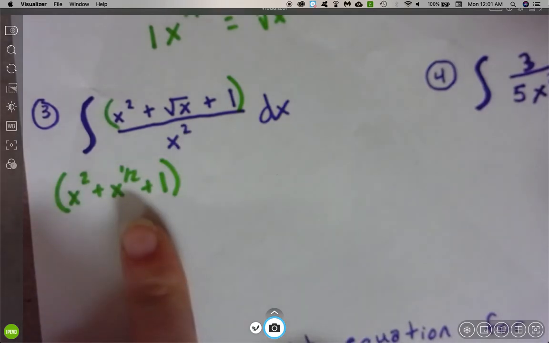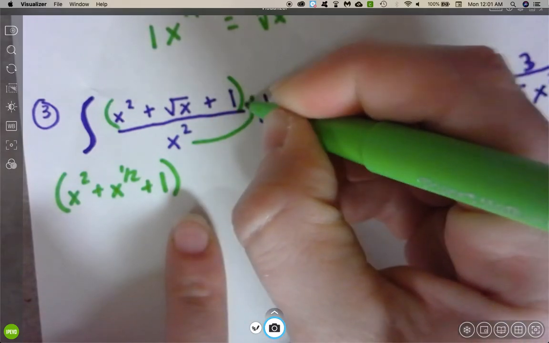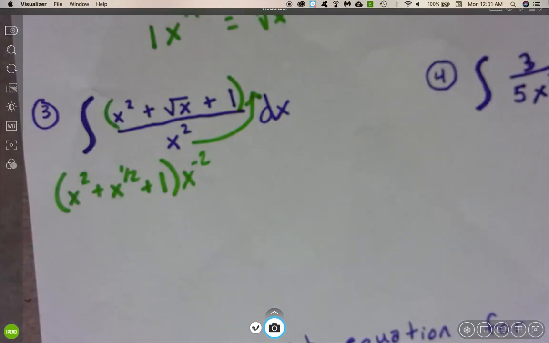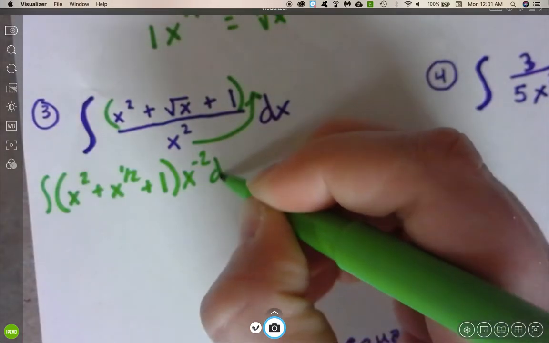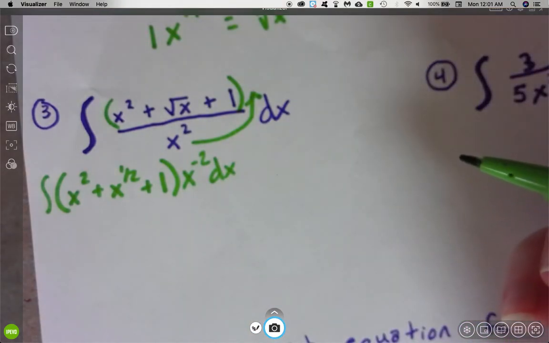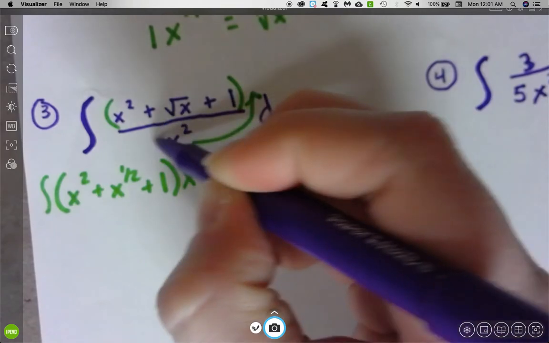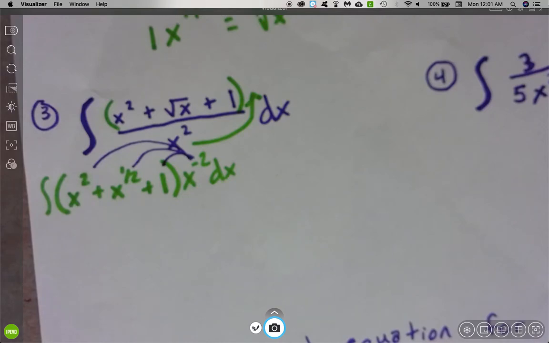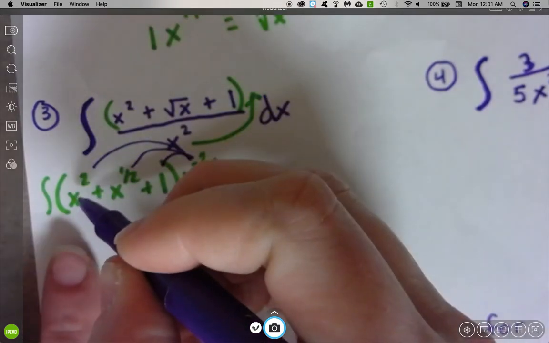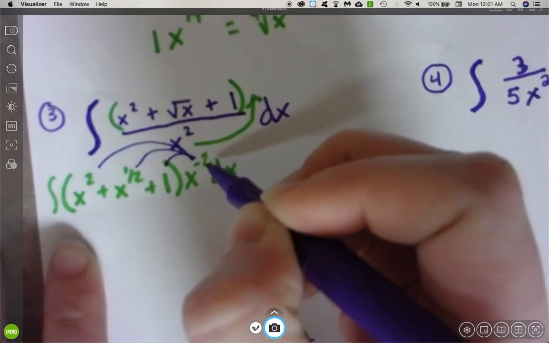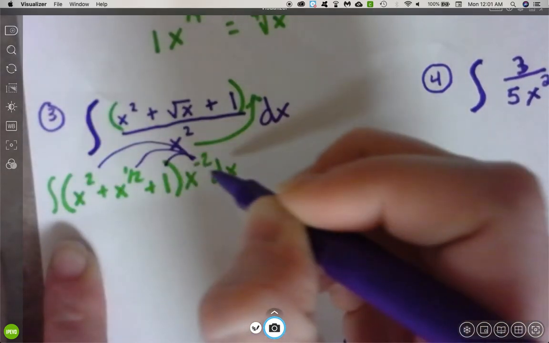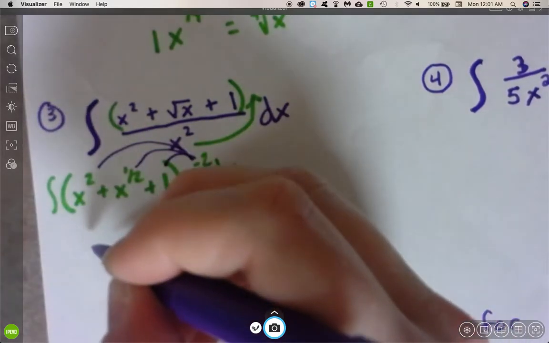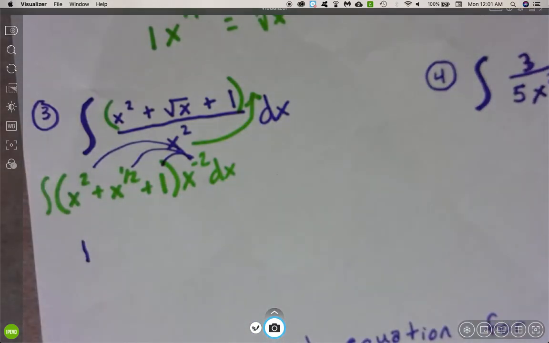And then this x squared, if I were to move it to the top, it would be like x to the negative 2 power. Okay, and so I have this going on here, and I'm going to rewrite it one more time after I distribute this x to the negative 2 power through. All right, so if I take x squared and x to the negative 2 power, you're going to be adding the exponents to each other. So 2 and a negative 2 will actually be x to the 0 power, which is just 1. That's what it will end up looking like.